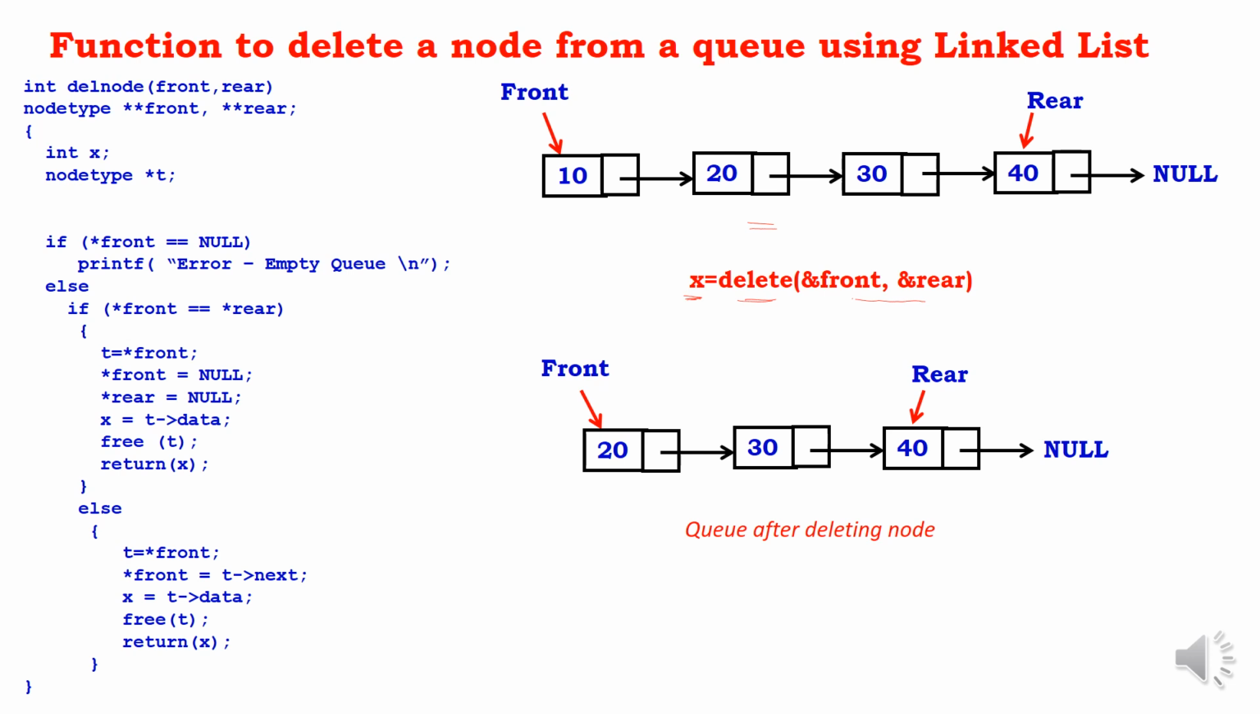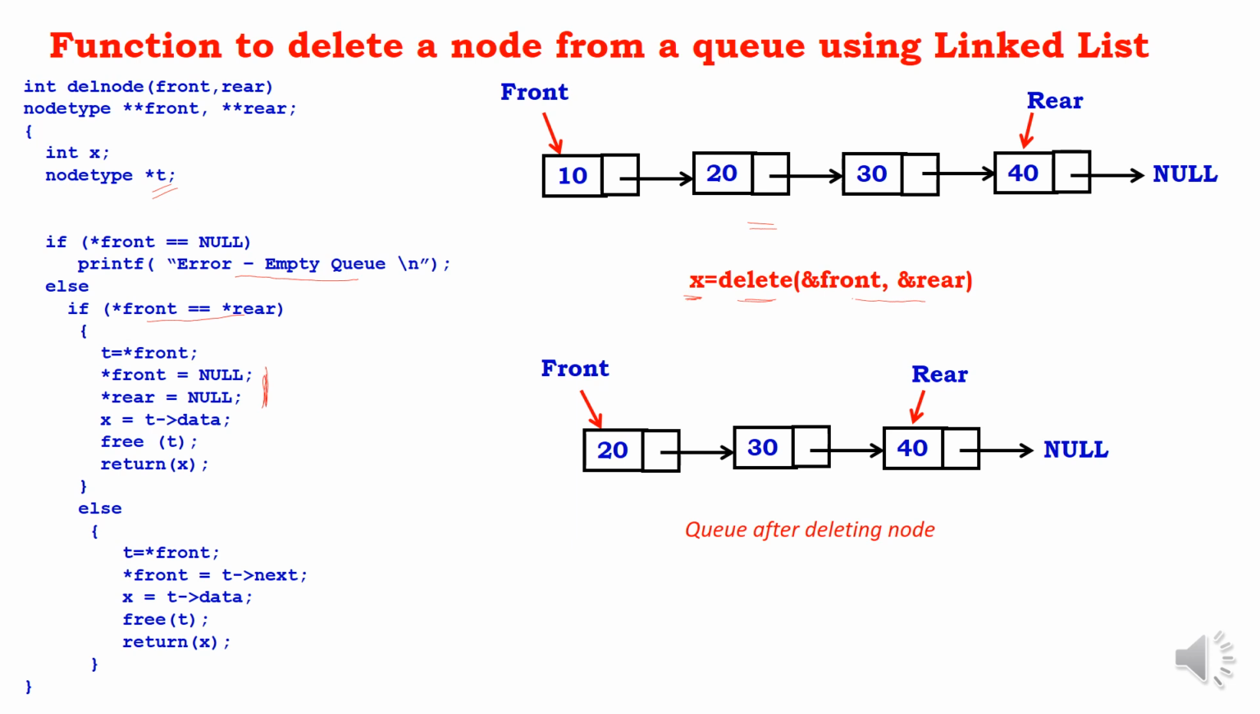So how does this work? Let us assume that there is a pointer t of node type. T is a pointer. Then, if front is null, it means there are no nodes. If there are no nodes, it is an empty queue, and it is not possible to remove any node. Suppose front is equal to rear, which means there is only one node. The only node will be removed and front and rear become null.